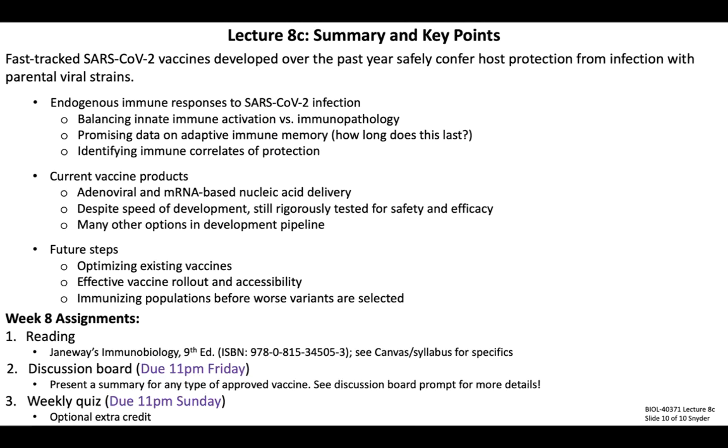Considering all of the information that you've learned today and in our previous lecture 8b, I hope that you've learned that the SARS-CoV-2 vaccines confer host protection from infection, and that they do this safely even though vaccine development was fast-tracked over the course of the past year. This is an incredible achievement that has required collaboration between basic research labs, clinical research teams, and pharmaceutical companies. And I really want to emphasize how the scientific community has banded together in response to the pandemic to try and get vaccines out to the public in such a short time frame.